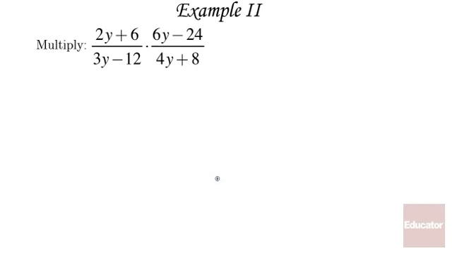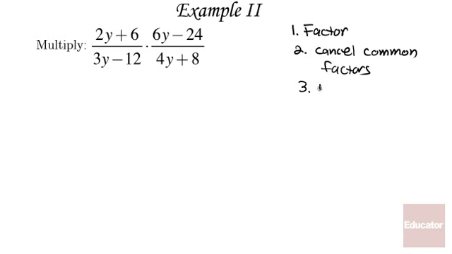Okay, my second example, again, multiplication, and I have polynomials here. So I'm going to factor those out first, cancel out common factors, and then multiply. So factor, cancel common factors, and then multiply.